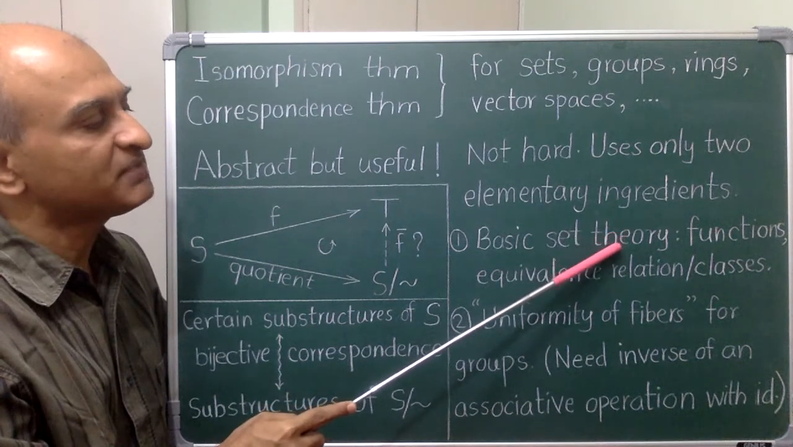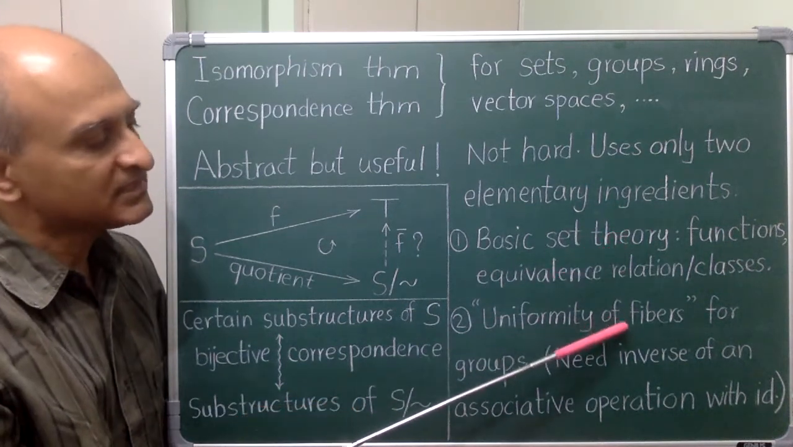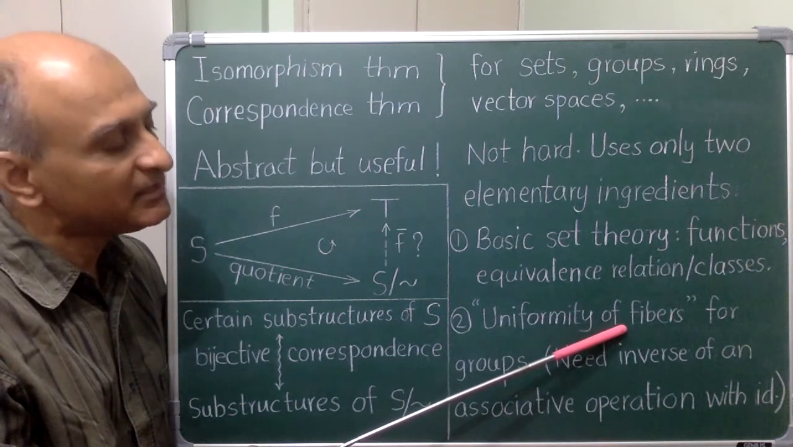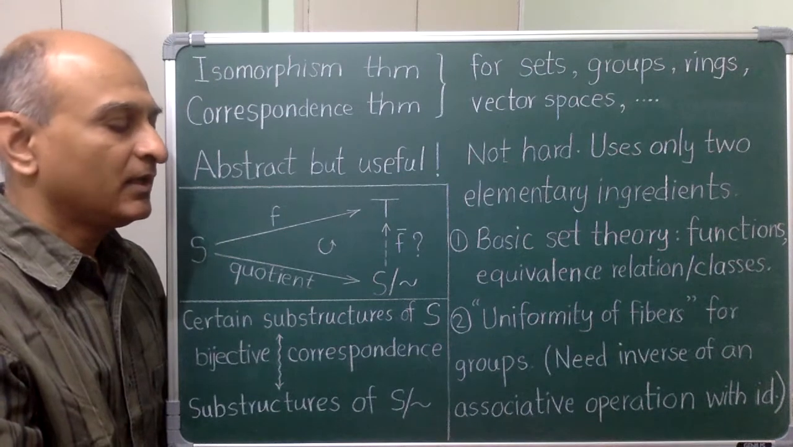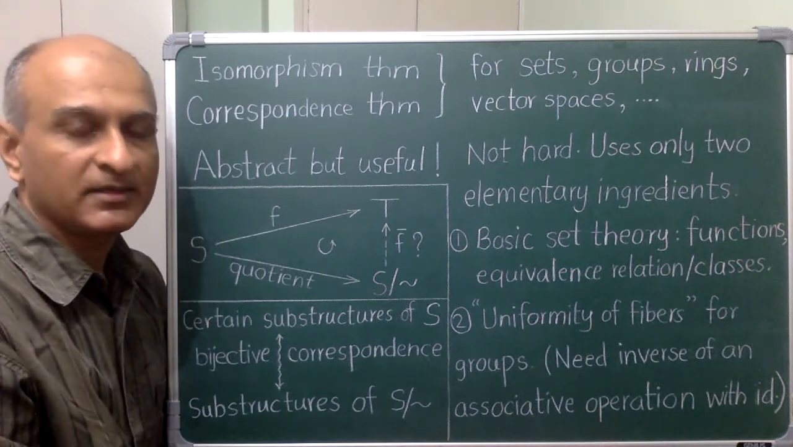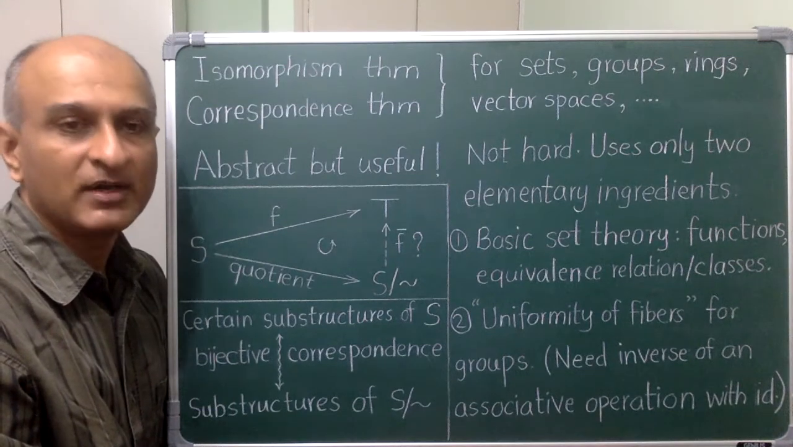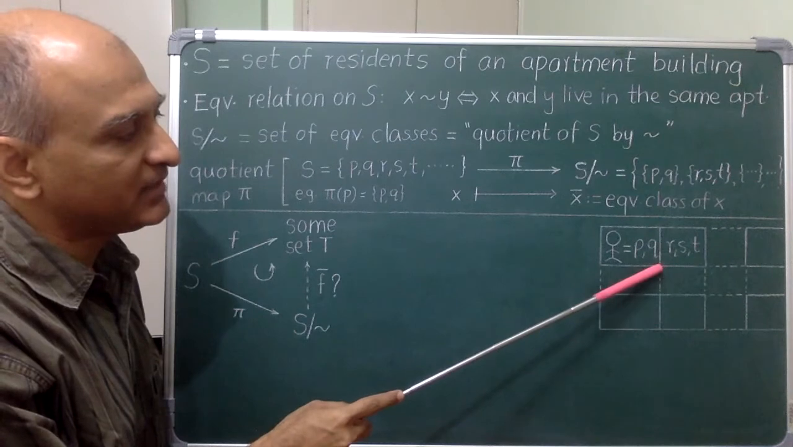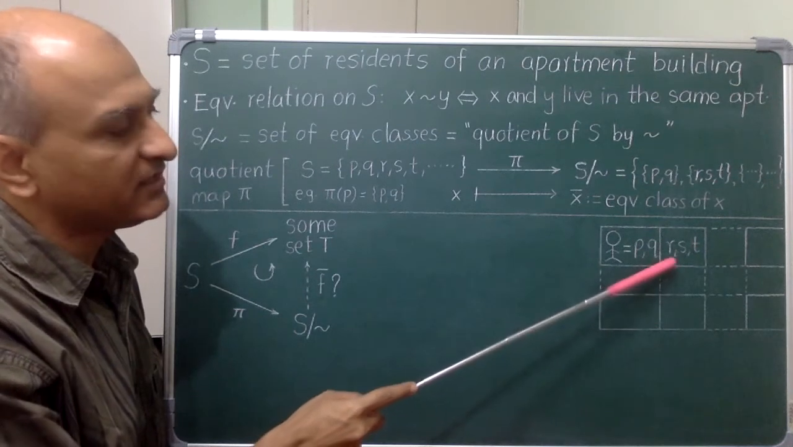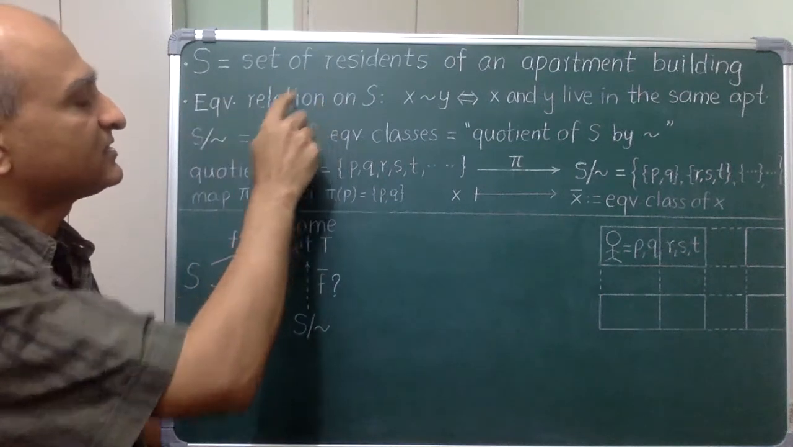The first is just basic set theory, and this is very general. The second one is built on the first one in the algebraic context. We'll start with the set theory part and we'll see how easy it is by looking at a non-technical example. We have an apartment building with residents staying in different apartments. S is the set of these residents.